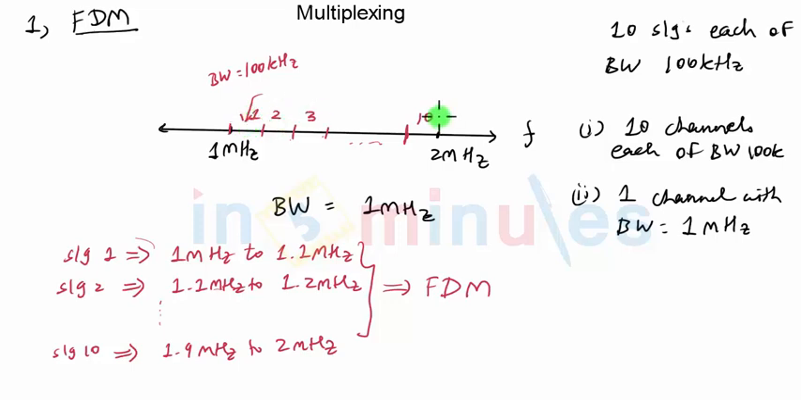All these 10 signals you can see are of equal bandwidth. So the question is, how can I put the first signal in the first frequency slot, the second signal in the second frequency slot, and so on? This will be done with the help of modulation.